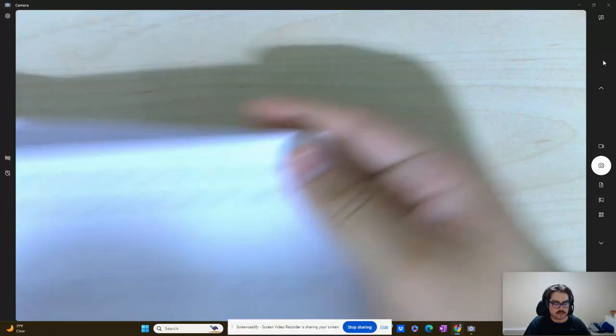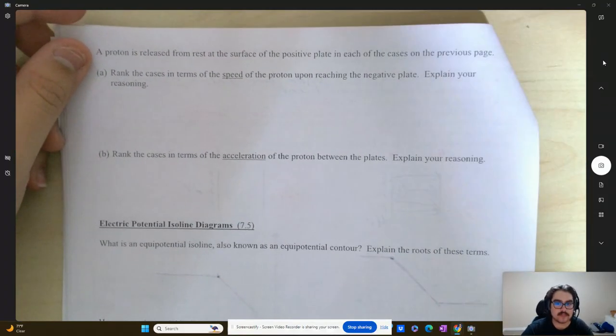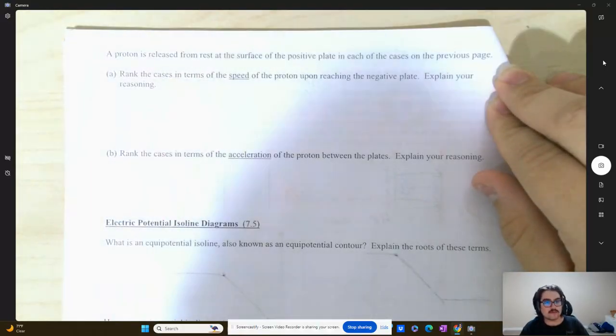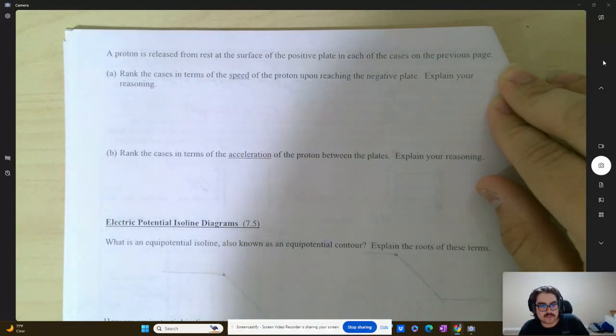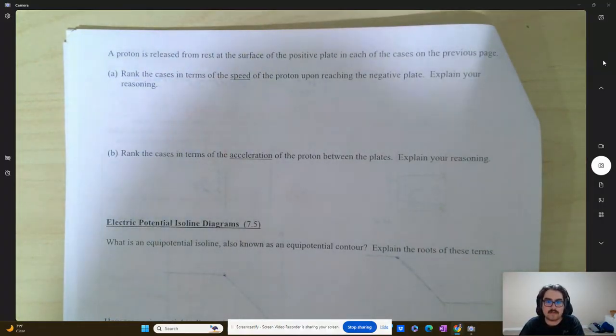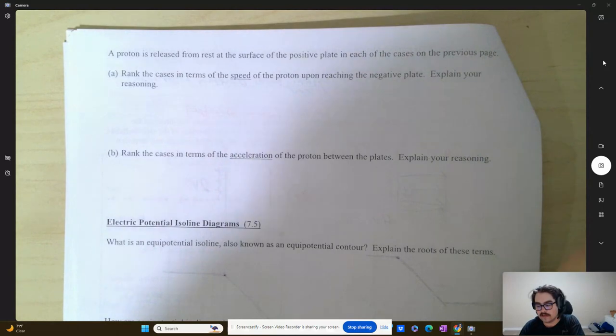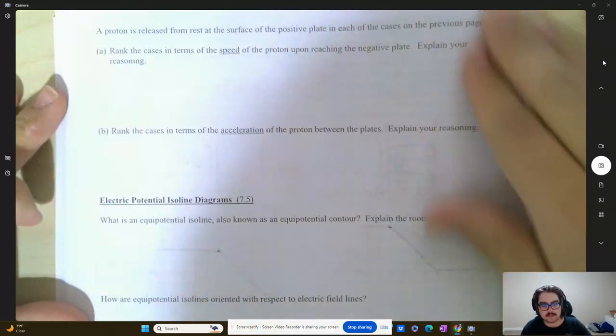Just a couple more questions to go for this one. A proton is released from rest at the surface of the positive plate in each of the cases on the previous page. So like I said, we have the proton released at rest from the surface. Rank the cases in terms of the speed of the proton upon reaching the negative plate. Explain your reasoning.